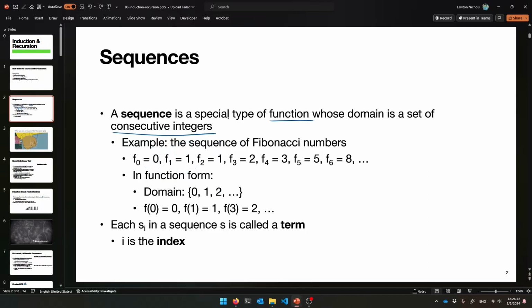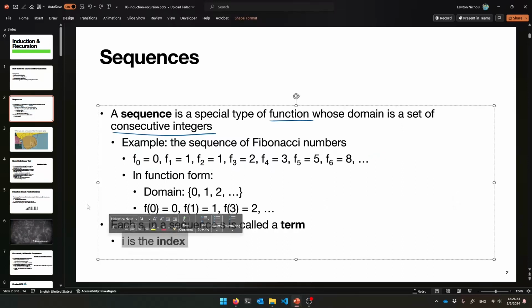So 0 plus 1 is 1. 1 plus 1 makes 2. 1 plus 2 makes 3. That's the next term in the sequence. 2 plus 3 is 5. 3 plus 5 is 8. So that's the Fibonacci sequence. It's an infinite sequence, but this is the 0th term, this is the first term, the second term, third term. Each piece is called a term, by the way, and the i is called an index.